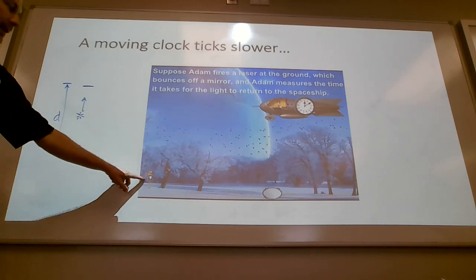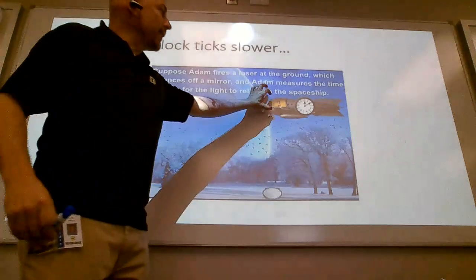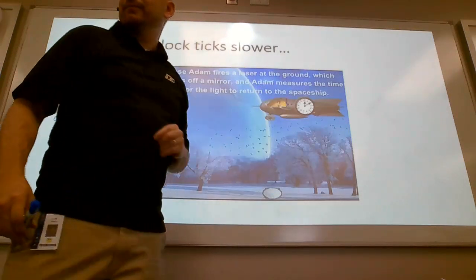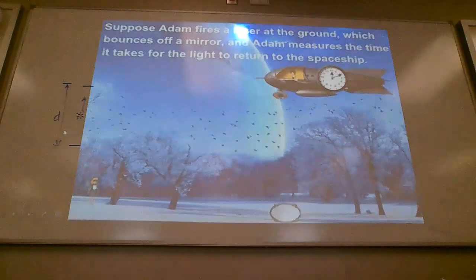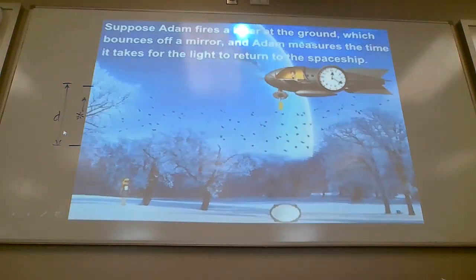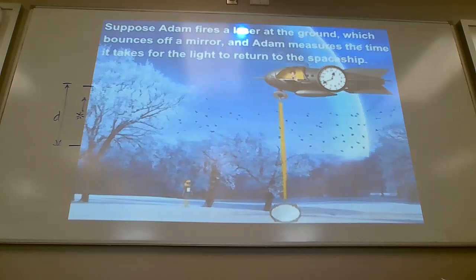Now, Sarah is going to have her own light clock. Adam is going to have his own light clock. And here we go. At the ground, the light bounces off a mirror, and he measures the time it takes for the light to return to the spaceship.